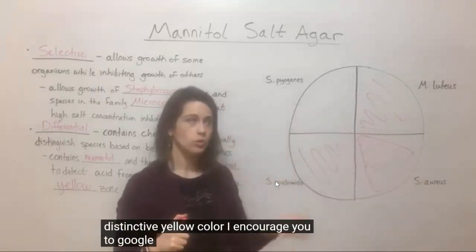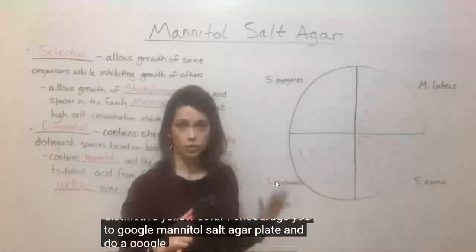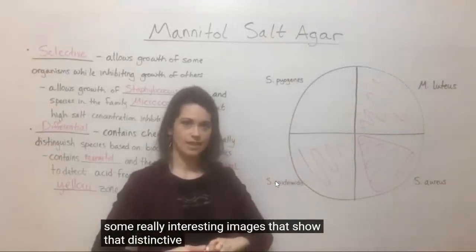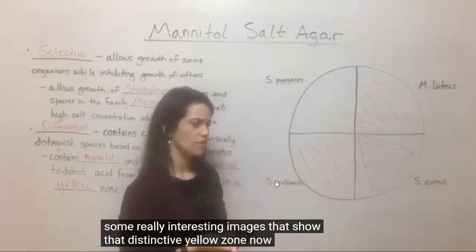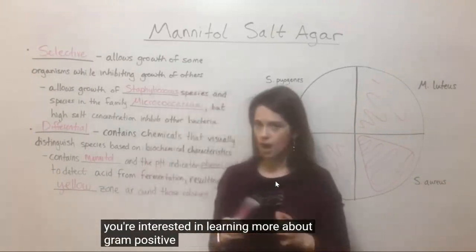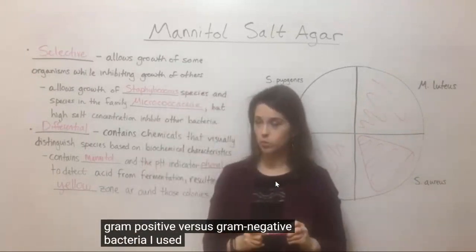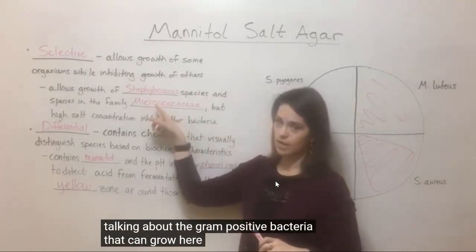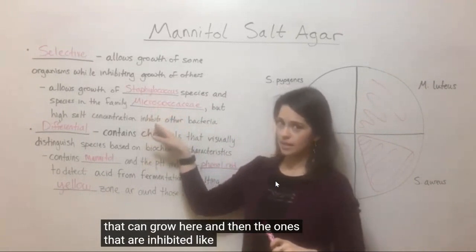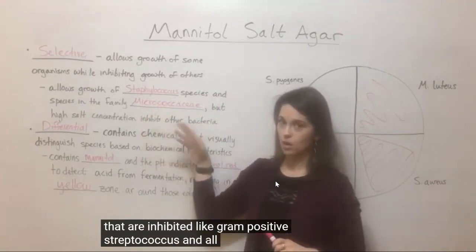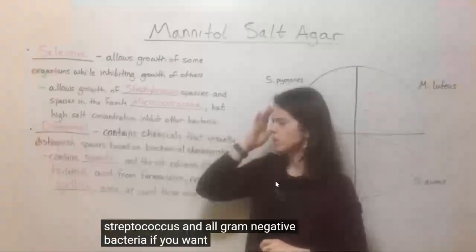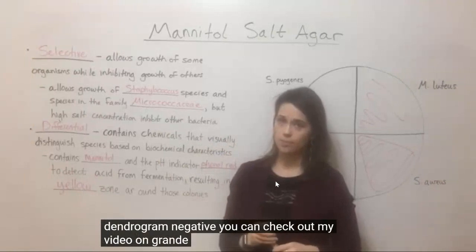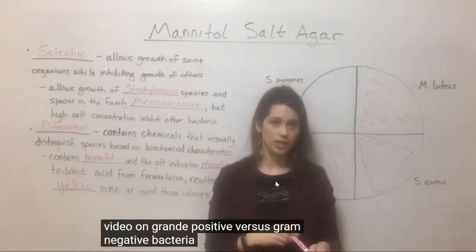I encourage you to Google mannitol salt agar plate and do a Google image search, and you can see some really interesting images that show that distinctive yellow zone. Now, if you're interested in learning more about gram-positive versus gram-negative bacteria, I used those terminologies when talking about the gram-positive bacteria that can grow here, and then the ones that are inhibited, like gram-positive Streptococcus and all gram-negative bacteria. If you want to know more about what those words mean, gram-positive and gram-negative, you can check out my video on gram-positive versus gram-negative bacteria.